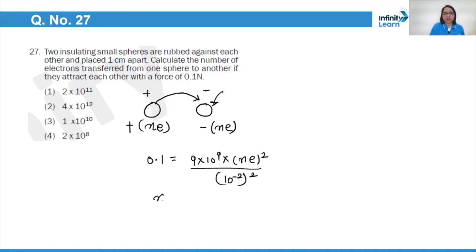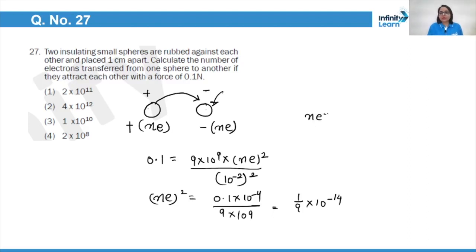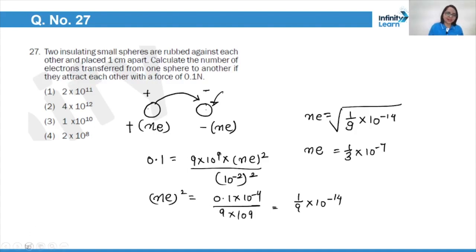So you can write it as Ne square is equal to 0.1 into 10 power minus 4 divided by 9 into 10 power 9. So it is 10 power minus 5, it's 1 upon 9 into 10 power minus 5 minus 9. Okay. So Ne can be written as the square root of 1 upon 9 into 10 power minus 14. So it is 1 upon 3 into 10 power minus 7. That is Ne, right?